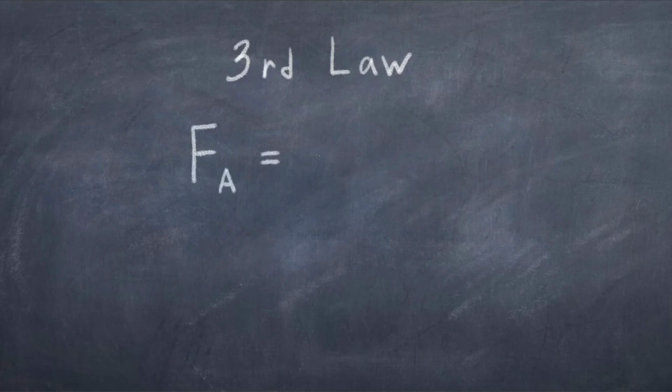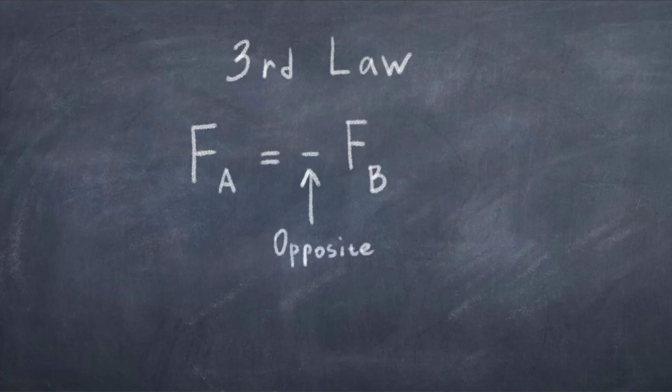Finally, let's consider Newton's third law of motion, which states that if an object A exerts a force on object B, then object B simultaneously exerts a force on A with the same magnitude but in the opposite direction. Thus we write it as F_A is equal to minus F_B. So the minus sign indicates the force exerted by object B is in the opposite direction of A. Thus the third law states that all forces are interactions between bodies.